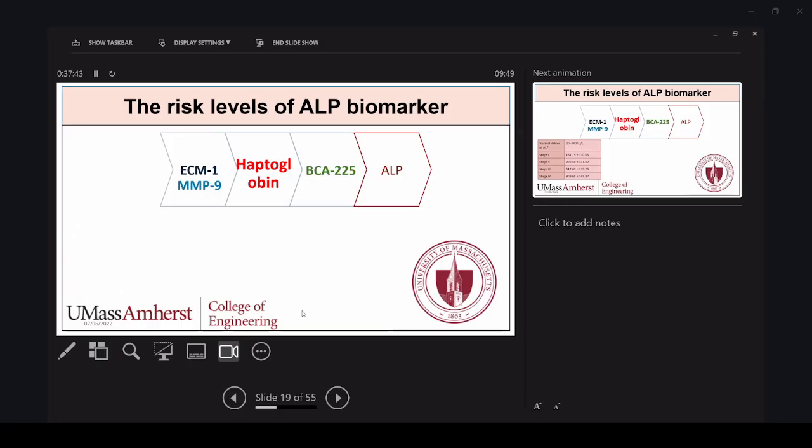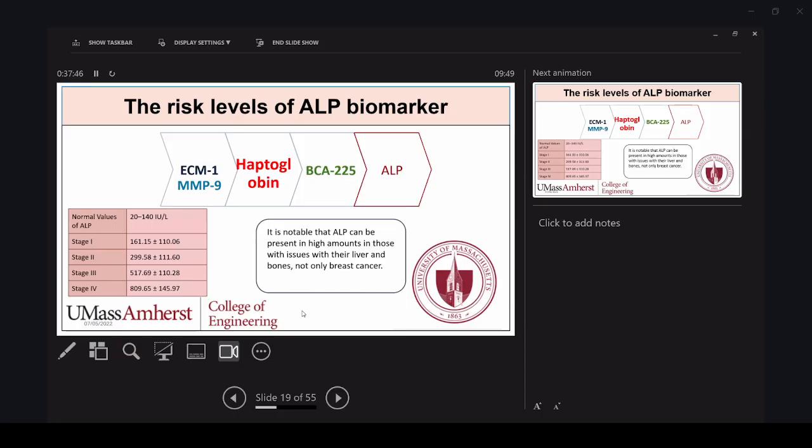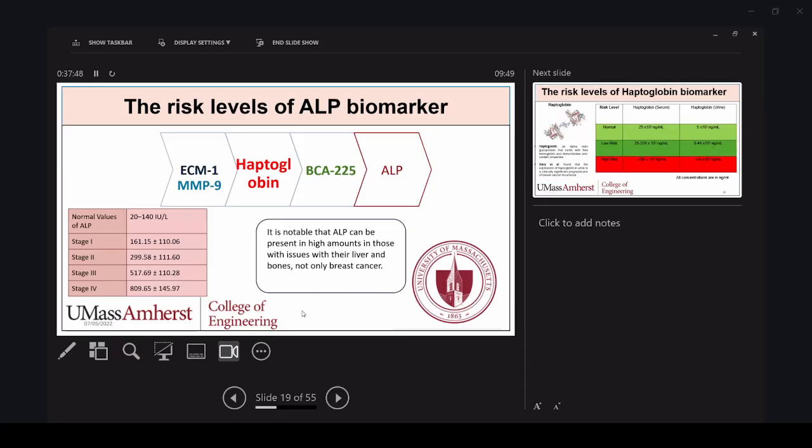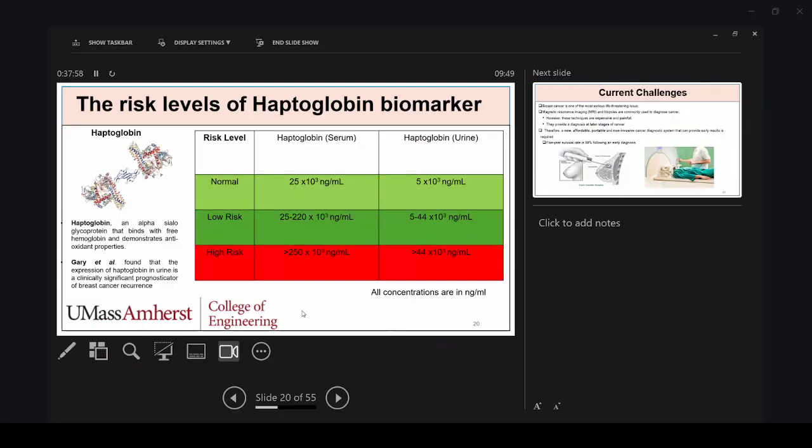haptoglobin, BCA 225, AFP. Yeah. So the first thing we need to know is the normal levels or the different levels of these particular biomarkers in different stages of the cancer. So to start any research, after selecting the particular cancer I am going to work on, and after the selection of particular biomarkers, then I need to understand the levels of these biomarkers, right?